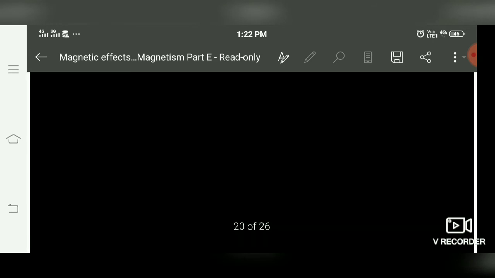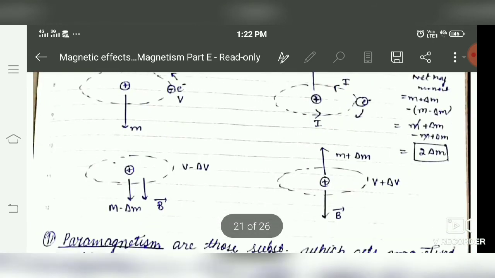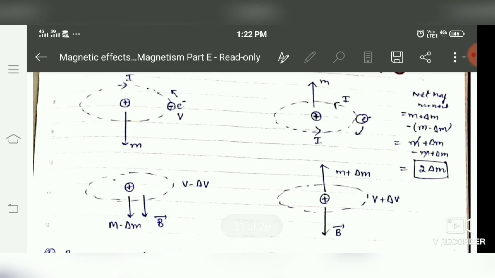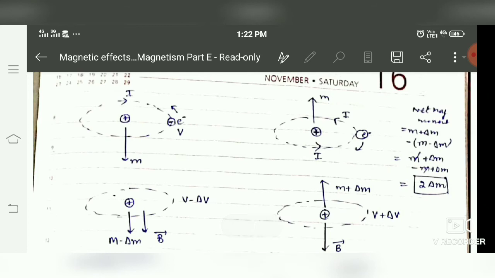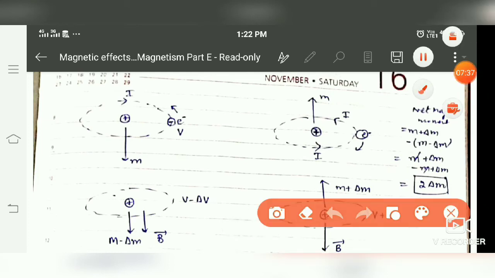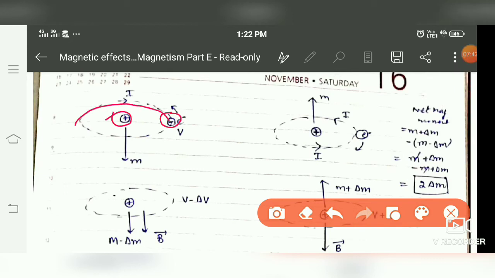Now next, this is representing dipole moment. First of all, as we know, the electron revolves around the positive nucleus in this direction. Current is in the opposite direction to the flow of electron, so it has a dipole moment in this direction. But if the current is in this direction, the dipole moment is in the upward direction.